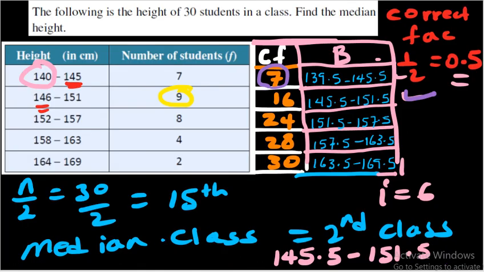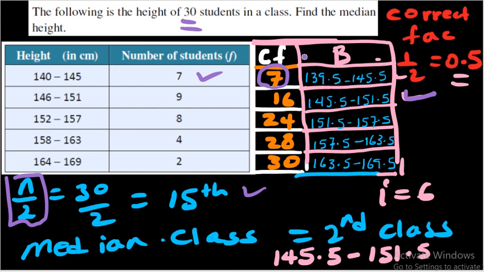Let me repeat. What do we do? The data, as you see here. First of all, we have to identify in which class the median is found. How to get it? N over 2. N means the total frequency. Add it and check it. Let's say 30 students actually. So 30 divided by 2 will be 15. Where is the 15th term found? The first 7 terms are found in the first group, and then 7 plus 9 will be 16, the cumulative frequency, as you see. So it will be in the second class. So the median is found in the second class.